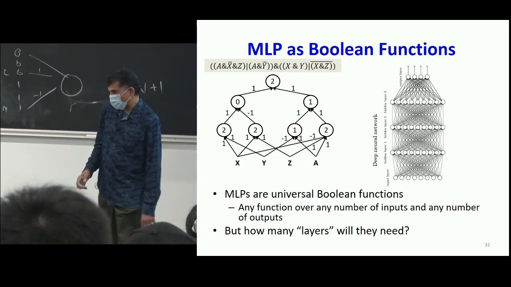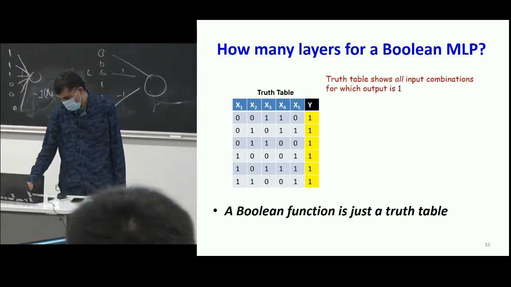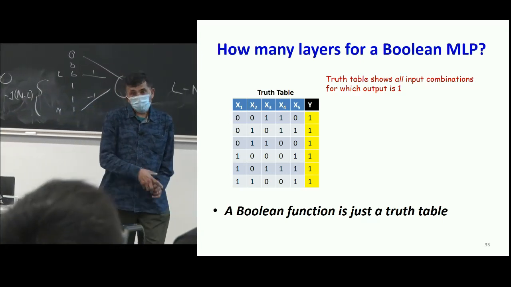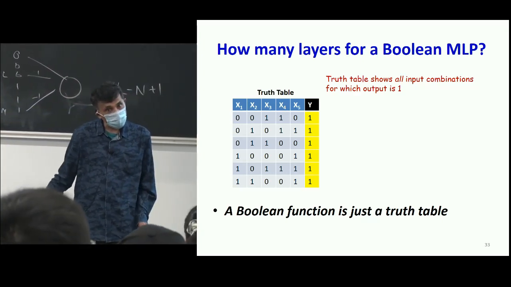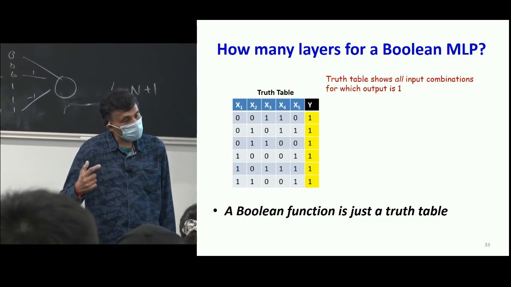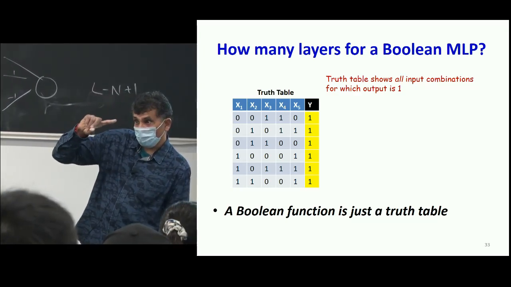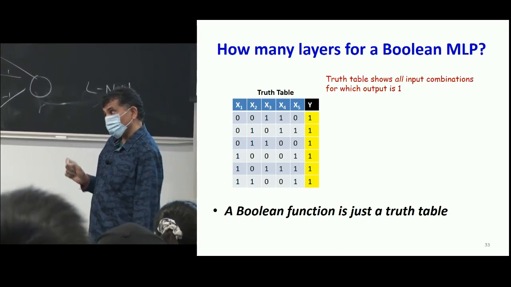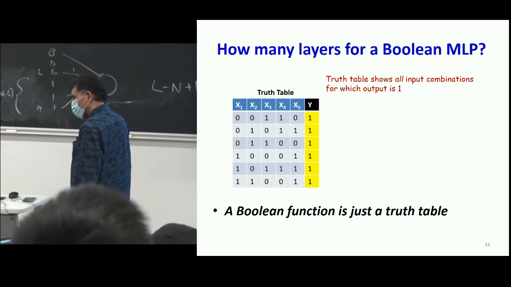So here is my claim, and I will show that it does not matter what the complexity of the function is. I can compose it with a multi-layer perceptron that has only one hidden layer. Why is that? Any Boolean function can be written as a truth table.